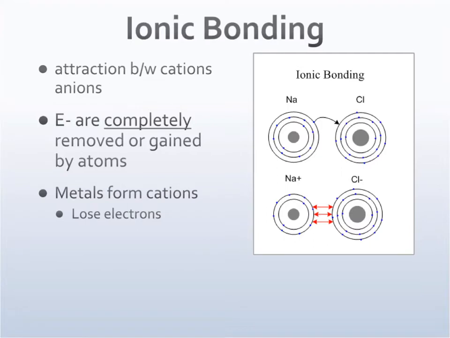A word you are already very familiar with is cation. Those elements in groups 1 and 2 and your transition metals, so everything that is a metal, will form a cation and it will readily give up its electrons. The receivers of those electrons are the nonmetals. So as they take electrons, they become negative and are called anions.